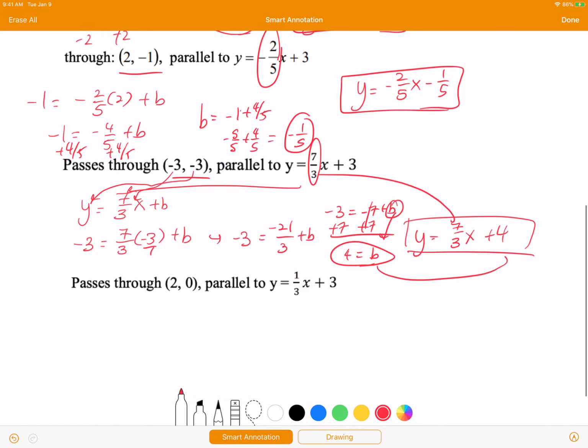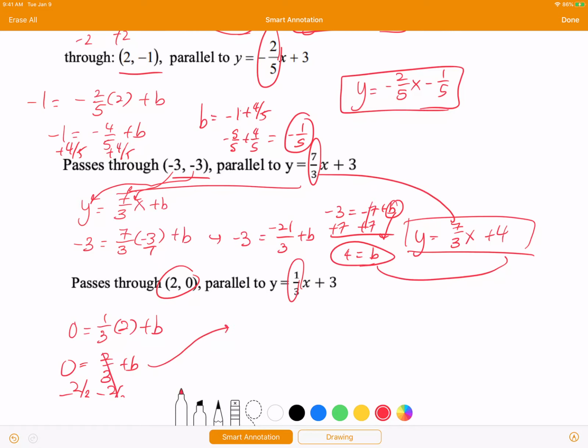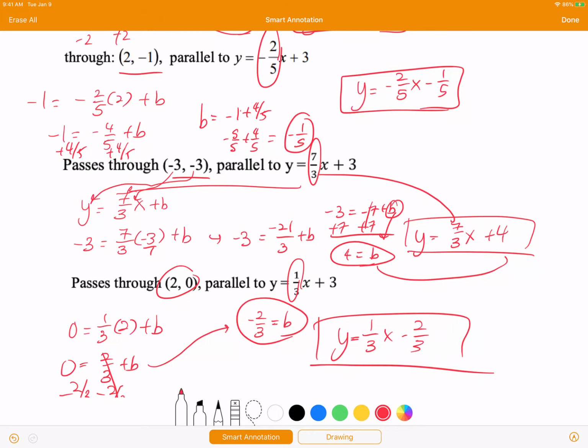My last question, again, slope and the point. 0 is equal to 1/3 times 2 plus b. 2 over 3 plus b equals 0. Subtract 2 over 3 on both sides of the equation. I got cut off, but when you subtract these two together, you get negative 2 over 3 is equal to b. So my final answer, y equals 1/3 x minus 2 over 3. That will be my answer to number 6.